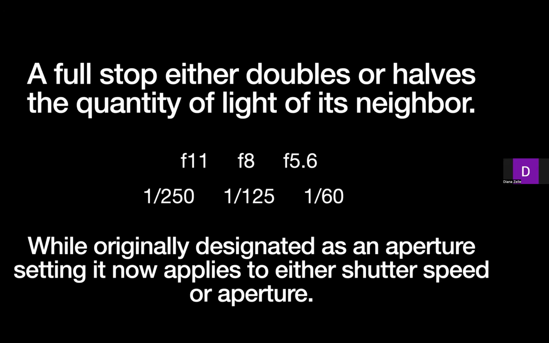So 1/125th of a second lets in half the light that 1/60th does, or twice as much as 1/250th does. This is easy math to process. Now we're going to get really into the weeds and talk about reciprocity. Who knows about reciprocity? What does reciprocity mean? Reciprocity simply means that these shutter speeds and apertures are reciprocal.